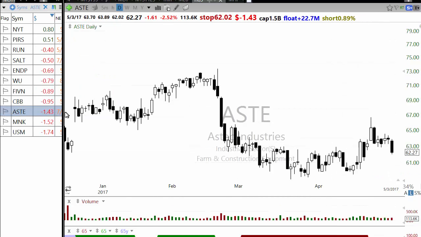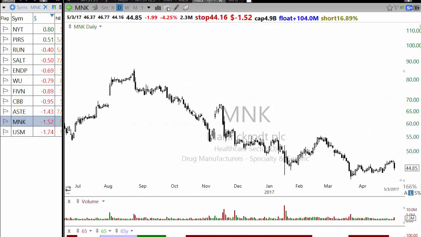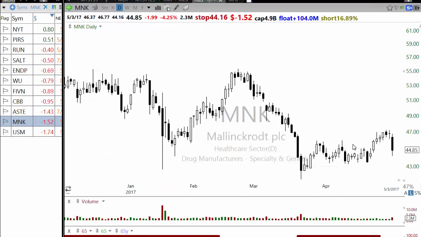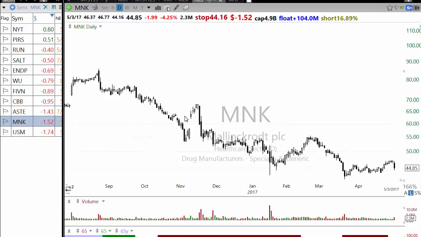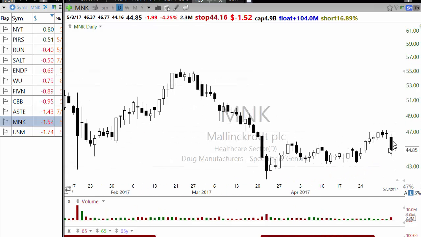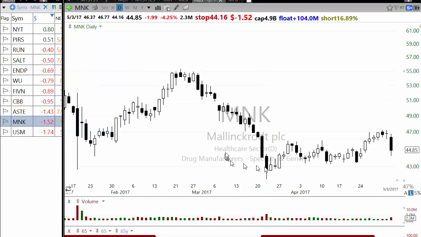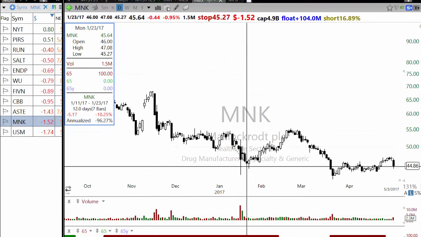Similarly, Aste, then MNK, Mallinckrodt, the drug stock, this is down for a long period of time. So there is something drastically wrong with that particular sector or many stocks in that sector. But it hasn't had follow through on a couple of these breakdowns, so I'm skeptical whether it will have a follow through or not. If it has a follow through, this time, last time it had a 20% follow through. Here it had a follow through of around 12%.